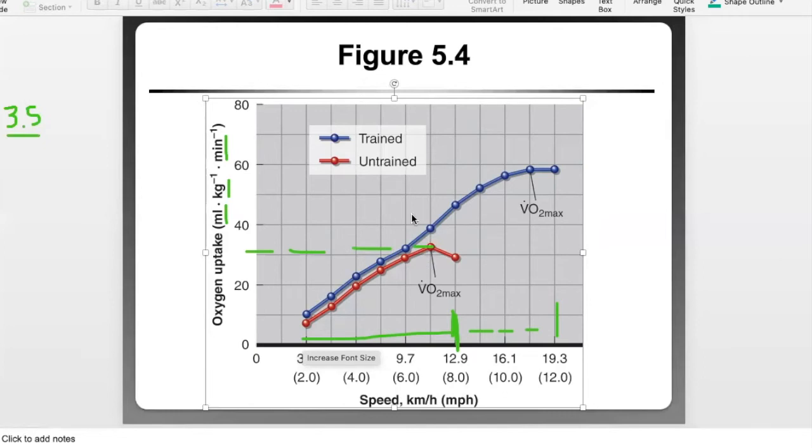So an individual who is trained not only can stay on the treadmill for longer, so they have a longer duration of exercise, but you'll notice that their VO2 max in some instances can top off at 60 milliliters per kilogram per minute. So training has a beneficial effect on VO2 max and sport performance.